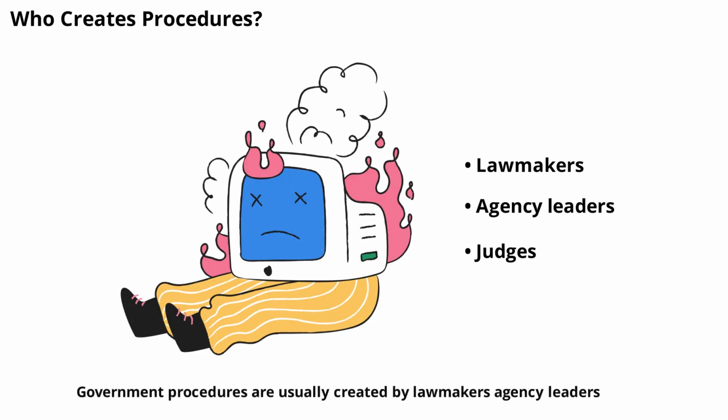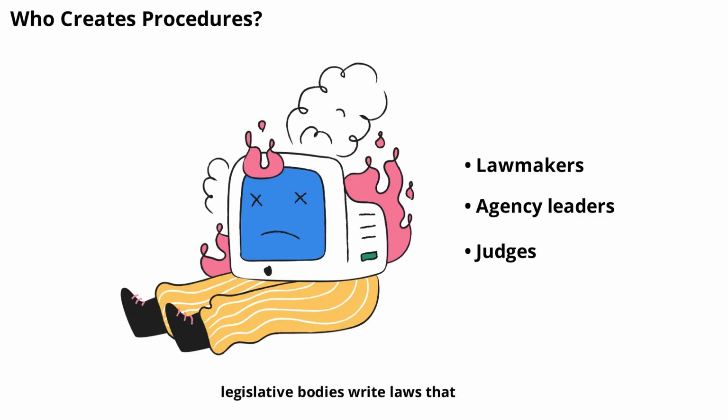Government procedures are usually created by lawmakers, agency leaders, or judges, depending on the area. For example, legislative bodies write laws that set out procedures for making decisions. Agencies develop their own internal procedures to carry out their missions. Courts establish rules for how cases should be handled. This division of responsibility helps ensure that procedures are appropriate for each situation.